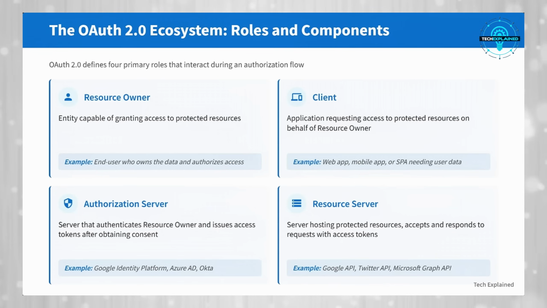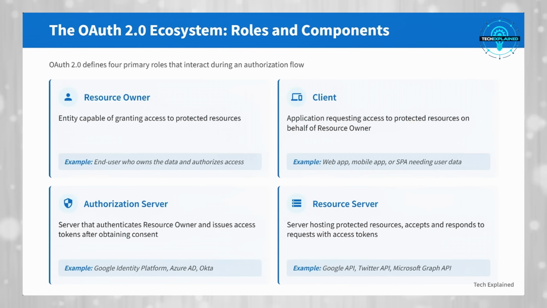key to your friend. Finally, there's the resource server. This hosts the protected resources, typically an API that the client wants to access, like the Google Calendar API or Twitter API. The resource server validates access tokens to determine if requests should be served. In our analogy, this is the vault where your safe is located.